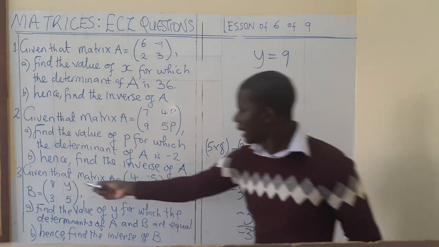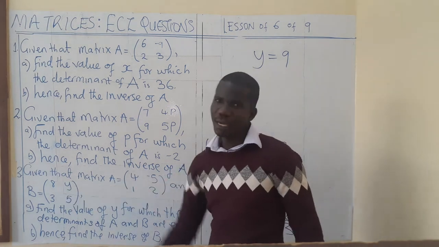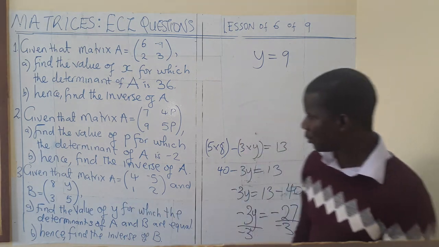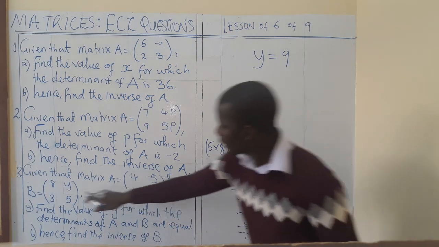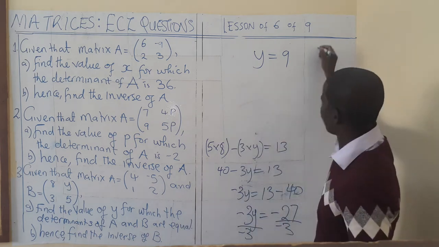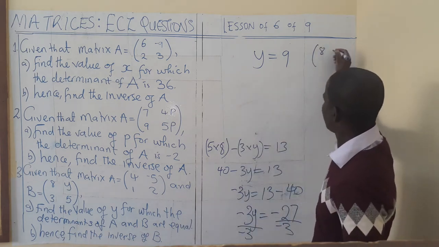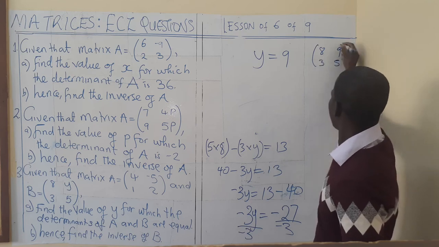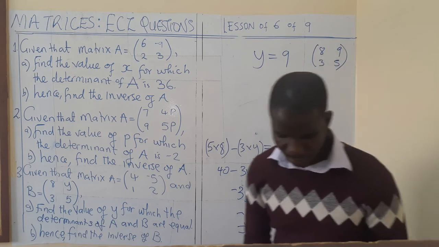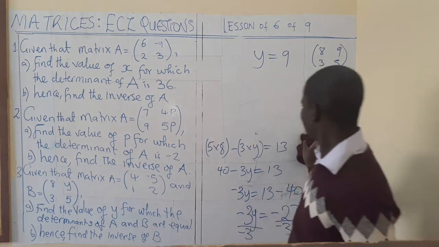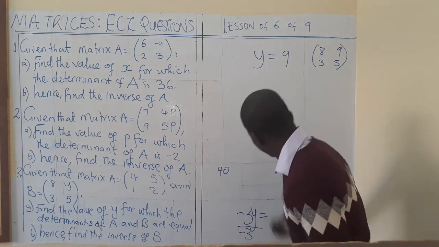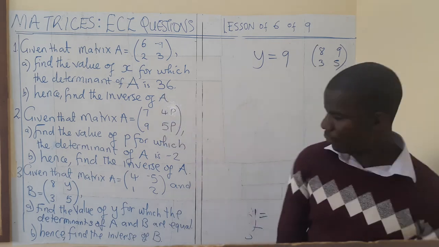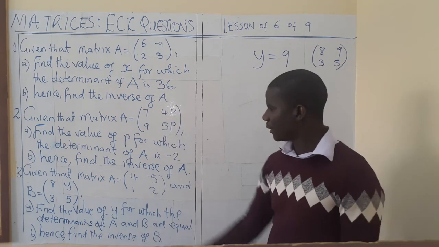So you can put 9 here and try to work out the determinant to see if you are going to get 13. When we write this matrix in full, it's going to be 8, 9, 3, and 5. That is that matrix there. Then, what are we supposed to do next? To write the inverse. Let's find the inverse of B, which is this matrix.